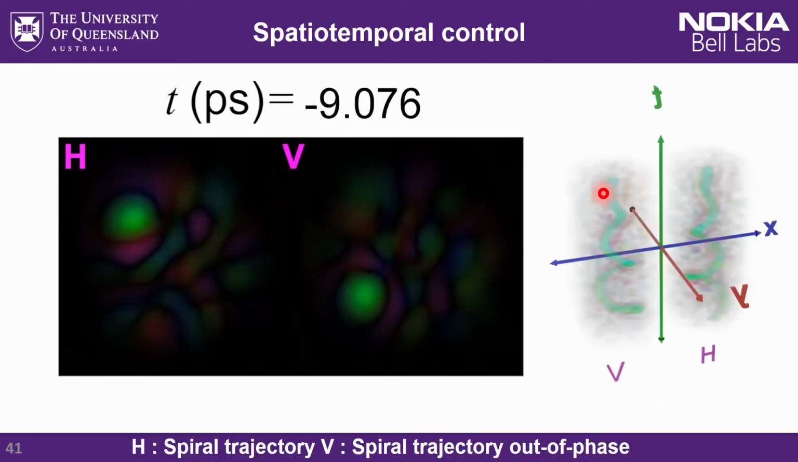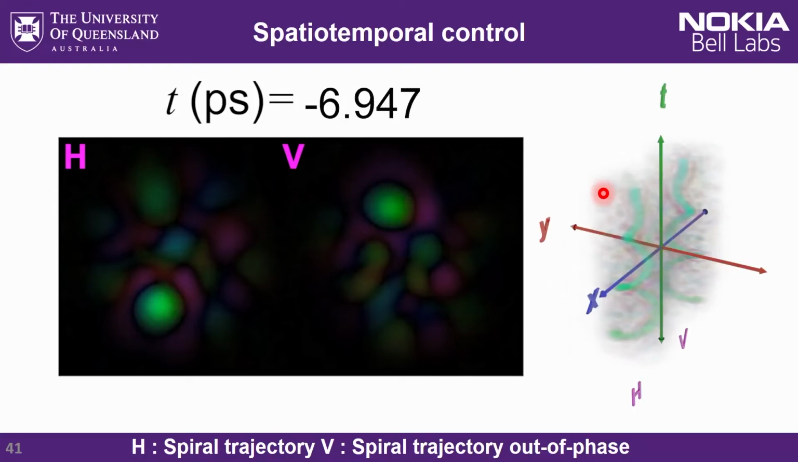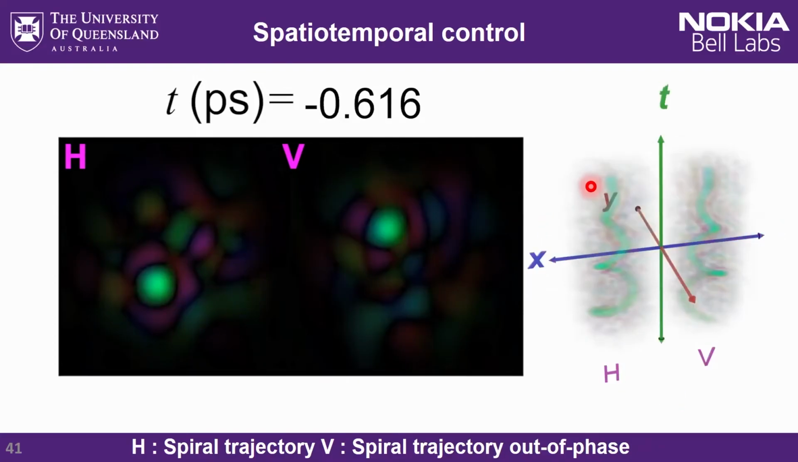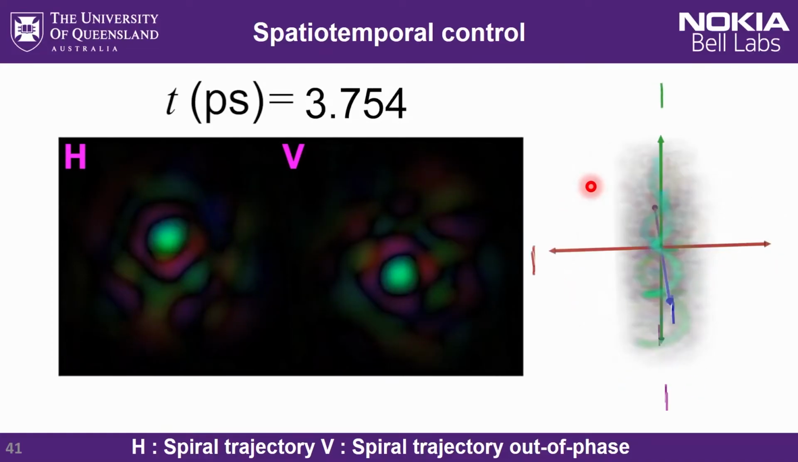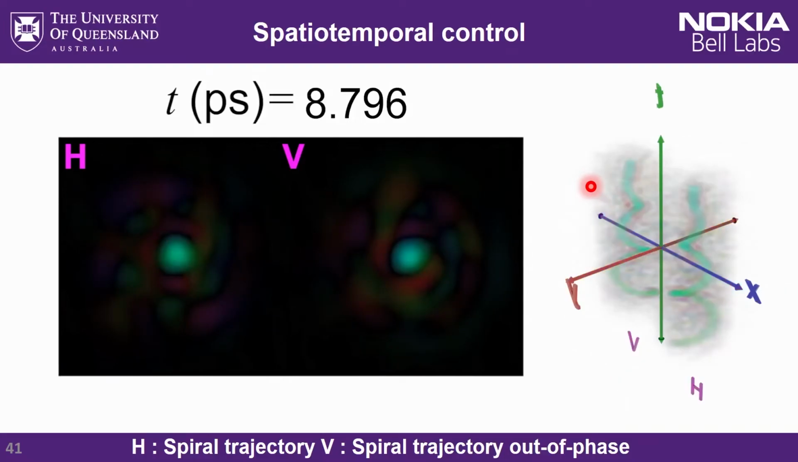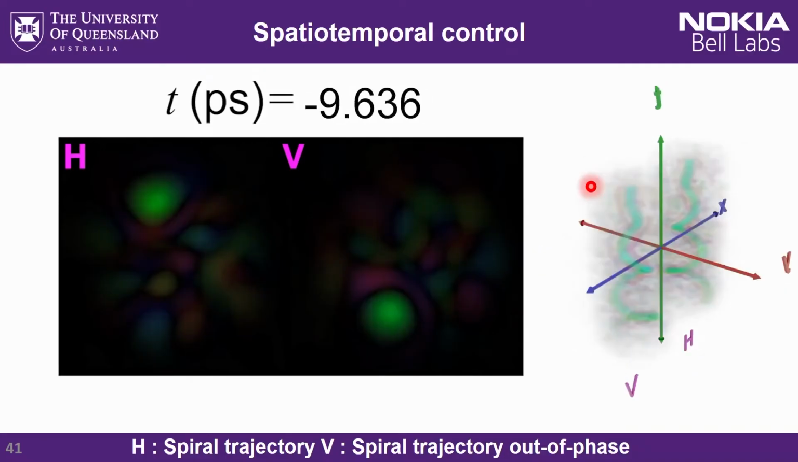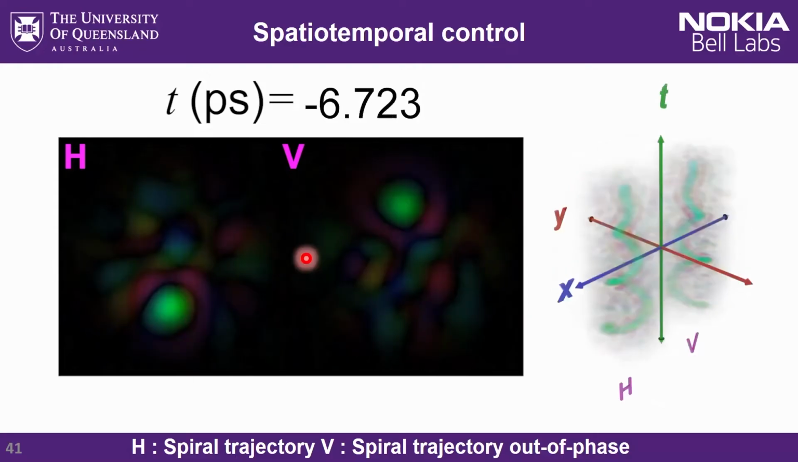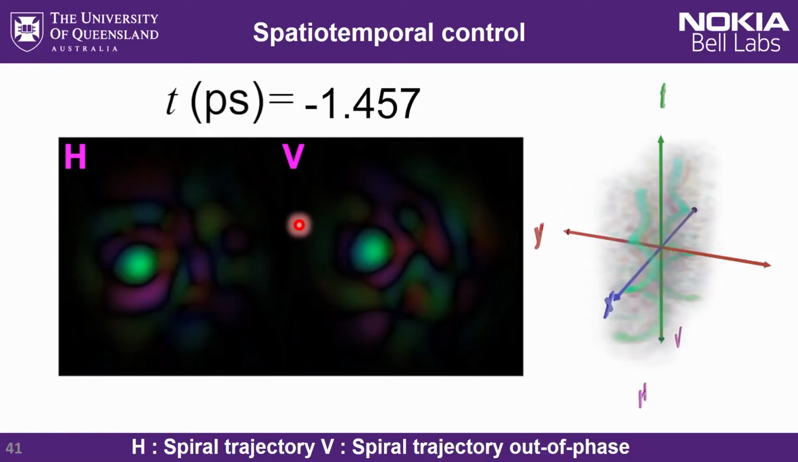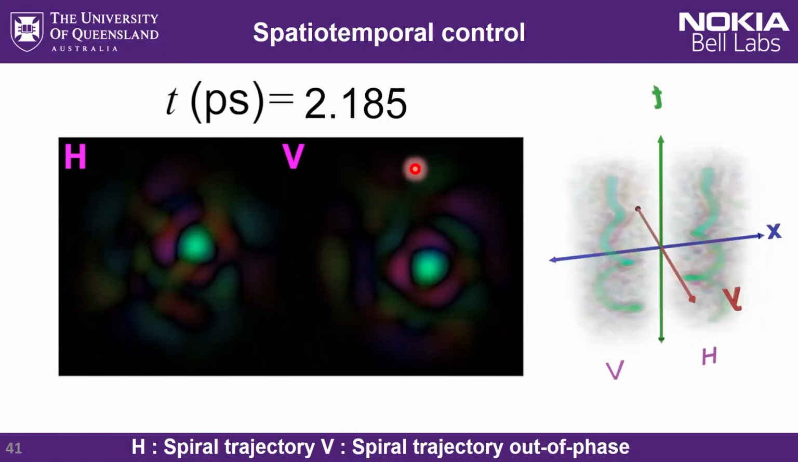Now I'm showing patterns that have multiple delays rather than a single delay. Here it's a 2D raster scan of a circularly polarized focus through the entire field of view. The spatial position of the spatiotemporal focus changes with delay. The H polarization follows a spiral trajectory, while the V polarization focus follows the out-of-phase spiral trajectory.